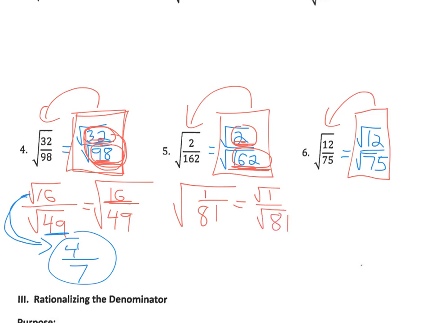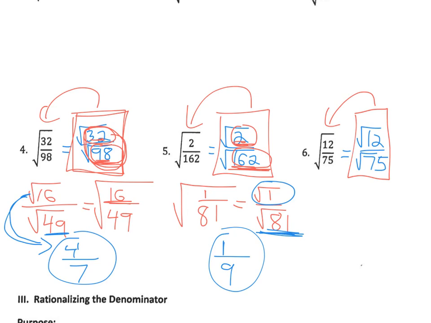Hopefully at this point, these numbers should start looking familiar. They're on the list of perfect squares. Well, this square root of 1, that's just 1, because 1 squared is 1. Square root of 81 is 9, because 9 times 9 is 81. So then that's our answer.